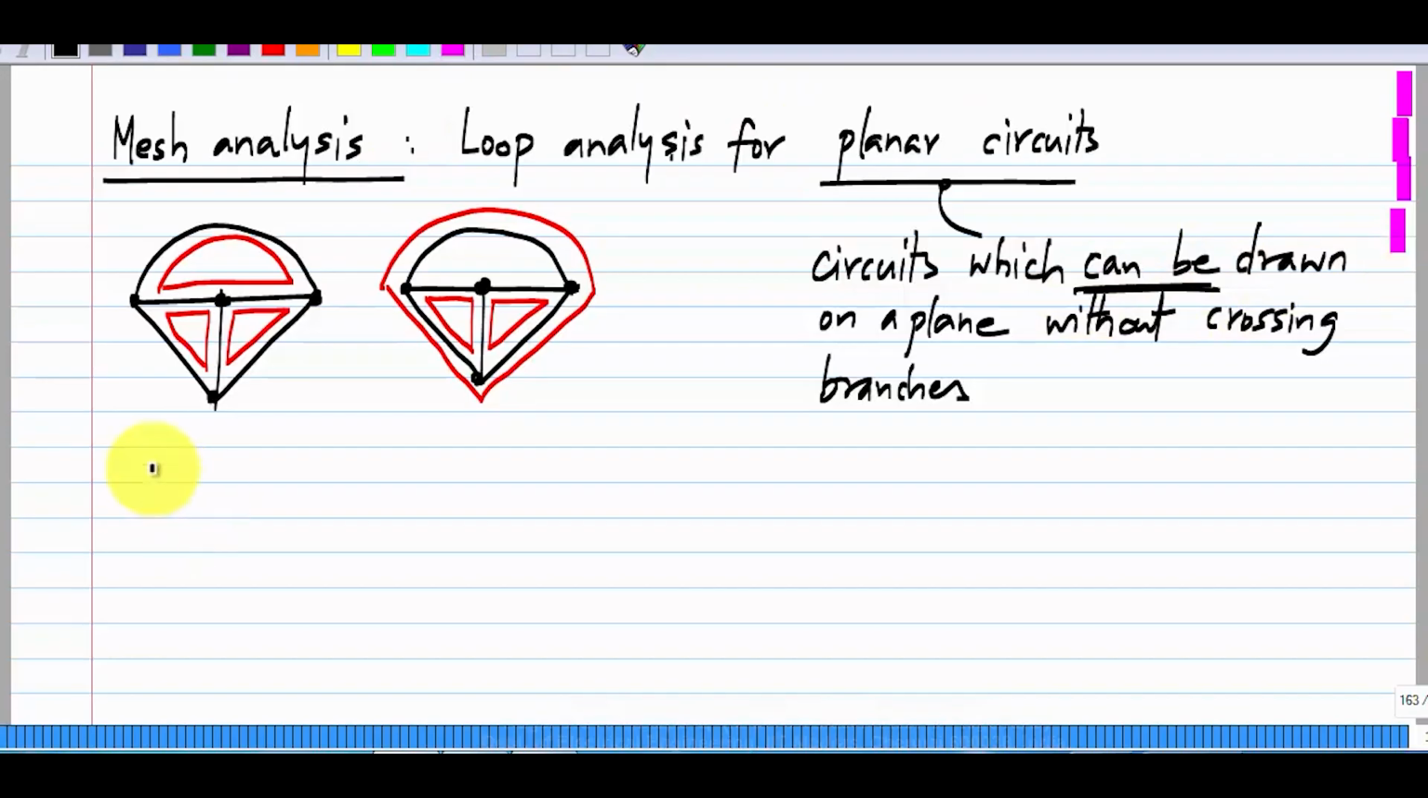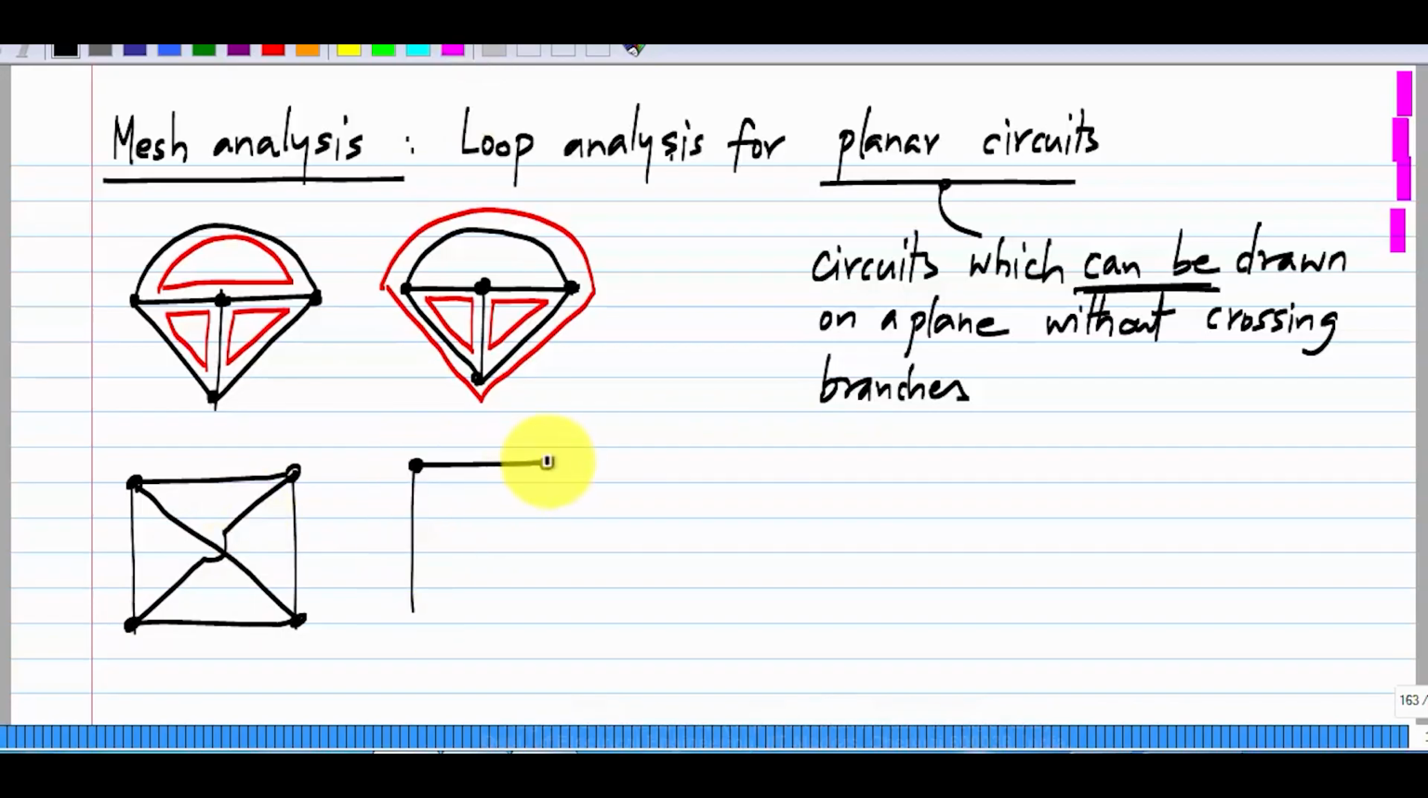Now the keyword here is that circuits which can be drawn this way, not how you choose to draw the circuit. For instance, the classic example is this. Looks like these 2 branches here are crossing each other, but I don't have to draw it like that. I could have drawn it that way. So this is also a planar circuit.